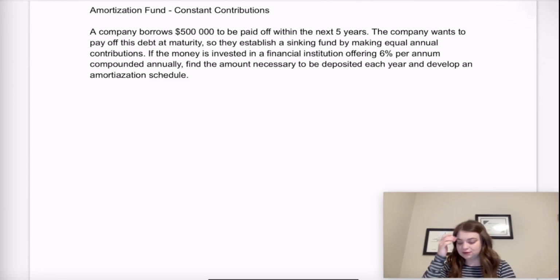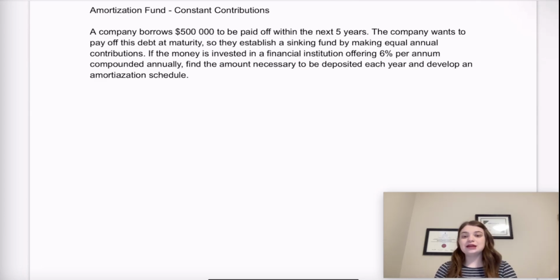Okay, so let's get a few things straight here regarding this question. Basically, there's $500,000. They want to be able to pay it off at maturity. So in 5 years from now, they want to be able to pay off the $500,000 in full. But rather than just making one payment in 5 years, they want to make annual contributions that are the same, right? Consistent annual contributions each year.